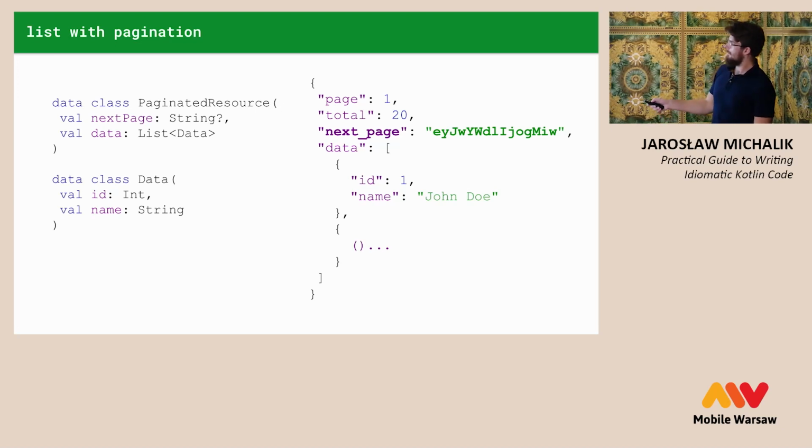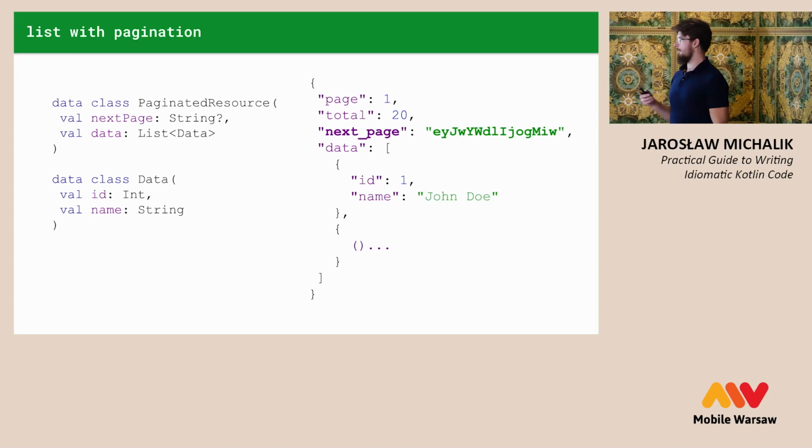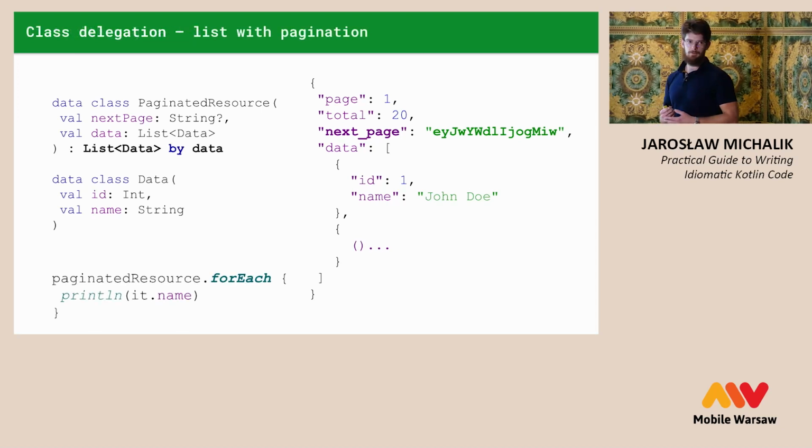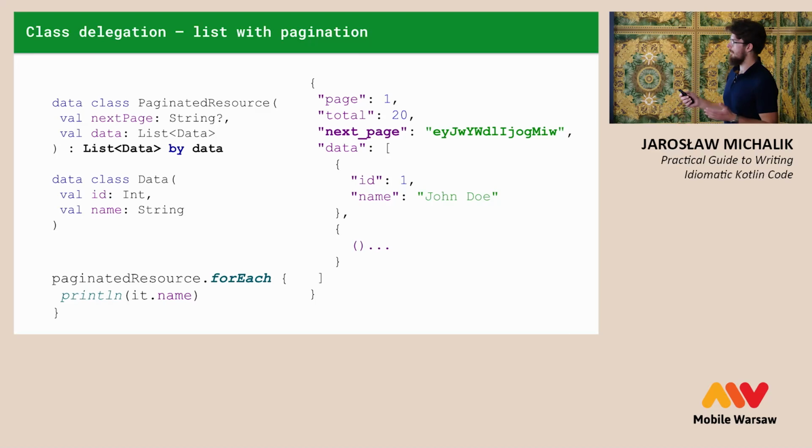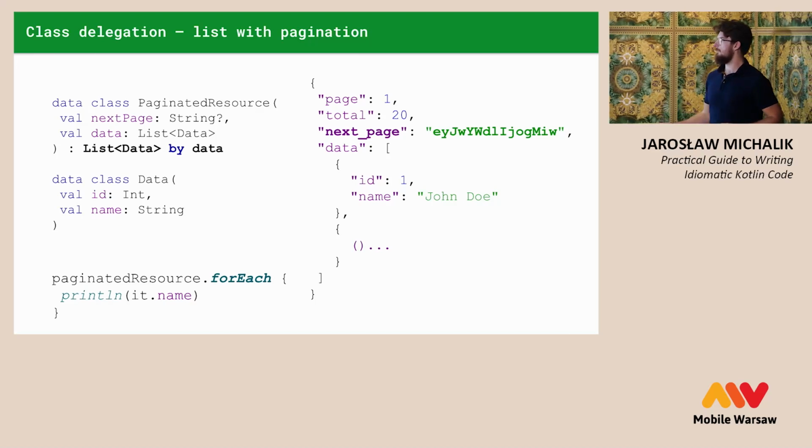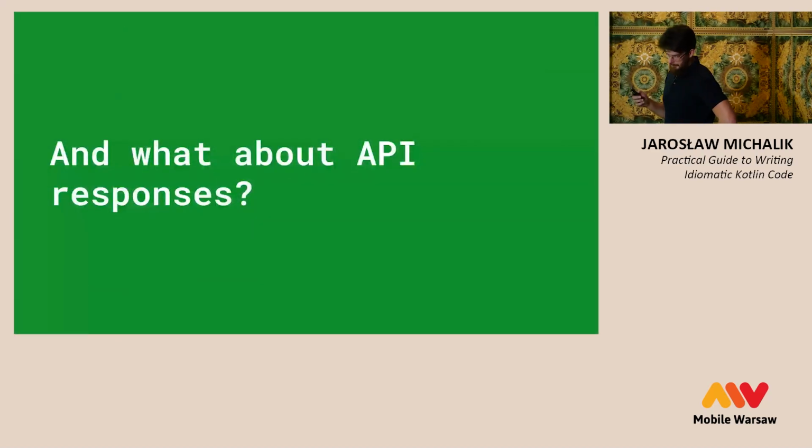But effectively, this paginated resource, we can treat it as a list. So again, class delegation to the rescue. We can say that this paginated resource is of type List of data implemented by this underlying value data. And now we can say paginated resource forEach, map, stuff like that, and still access this next page. So that was another example for class delegation.